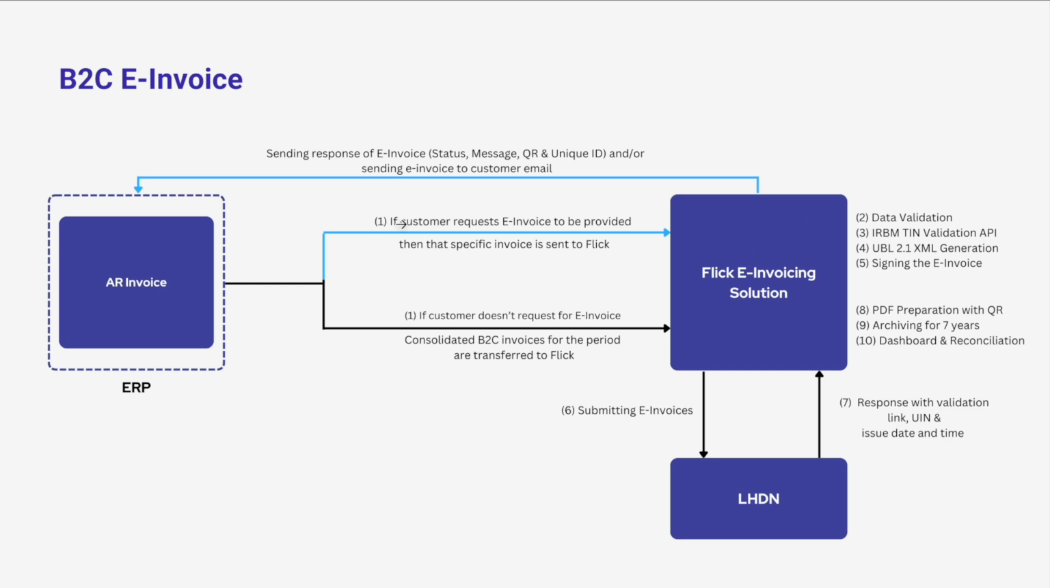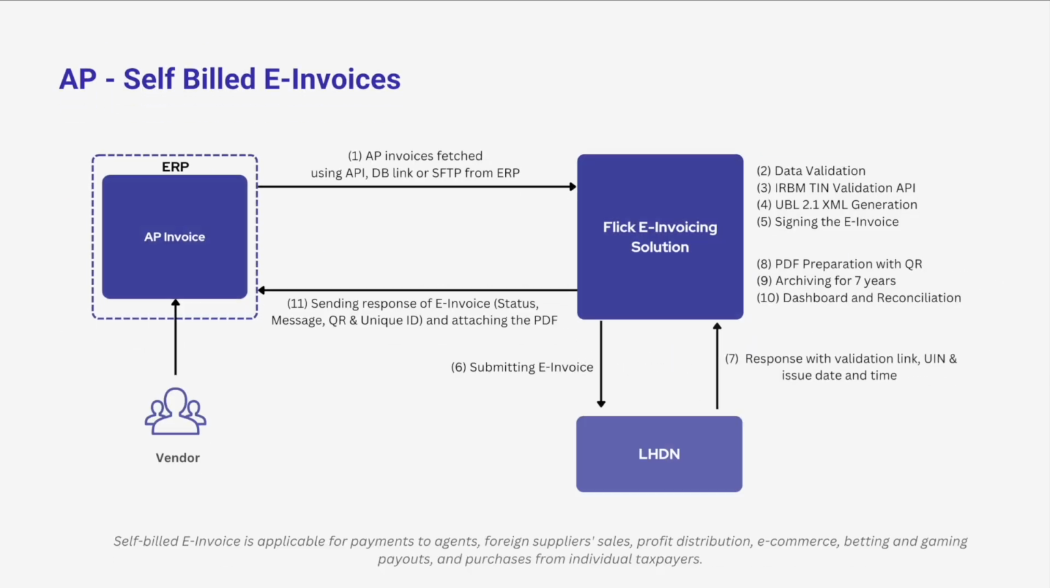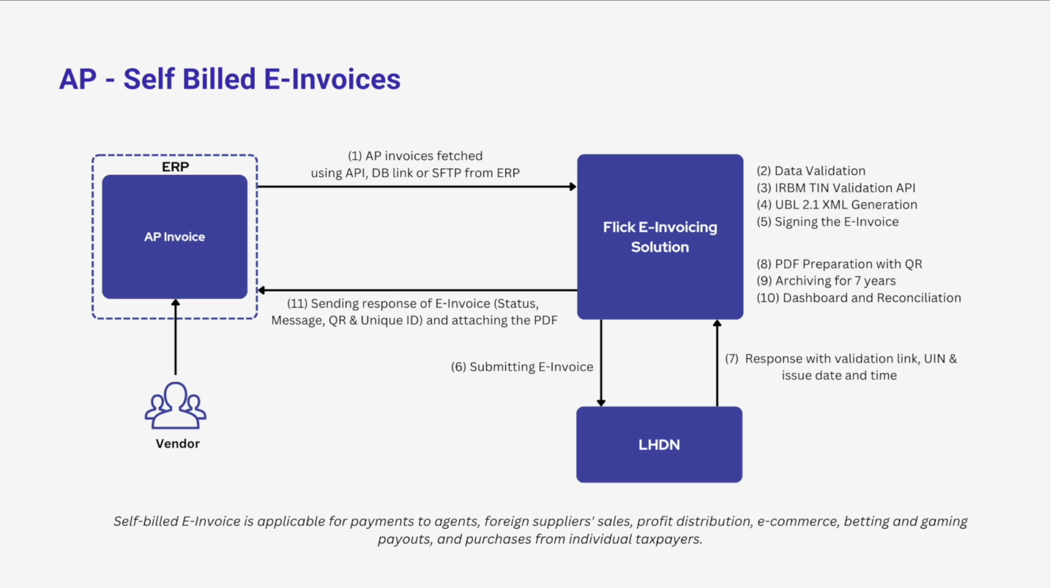Just in case the customer doesn't require the invoice to be provided instantaneously, we can consolidate and submit the invoices in bulk. So now let's see how an AP self-billed invoice works. Self-billing is applicable for payments to agents, if you are buying from a foreign supplier, profit distribution, e-commerce transactions, or if you are purchasing from an individual taxpayer.